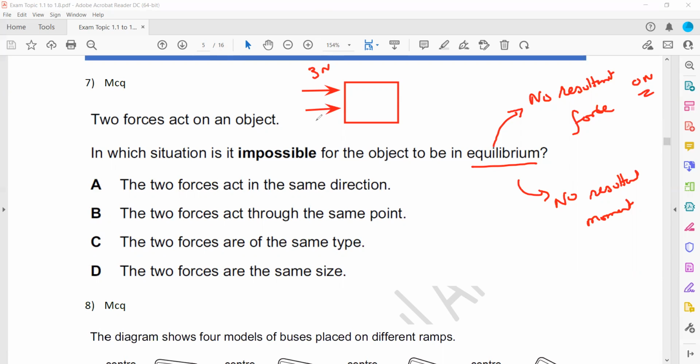If I say a force of 3 Newton and another force of 3 Newton are both acting in the same direction, it is impossible that their resultant will be zero. Their resultant will always have some value, but it cannot be zero. That's why A is the right answer for this.